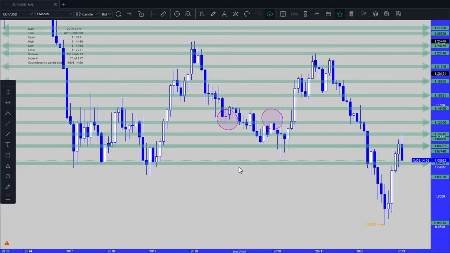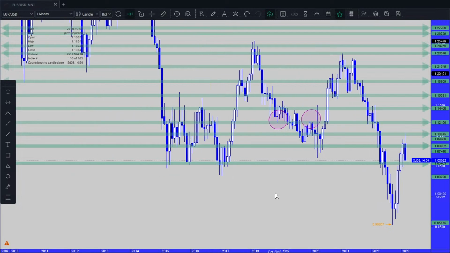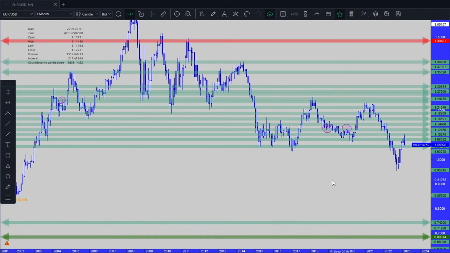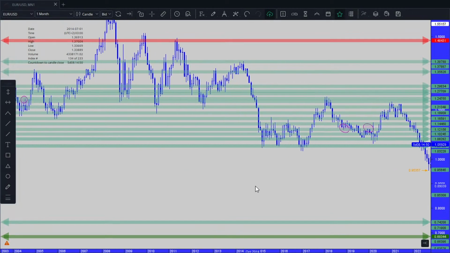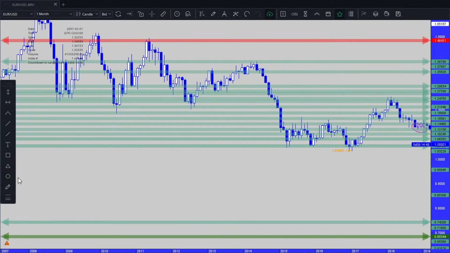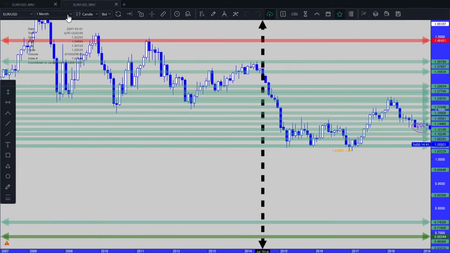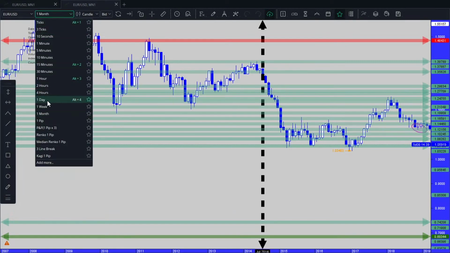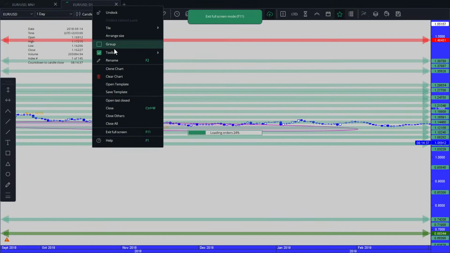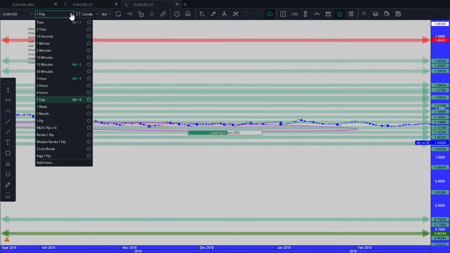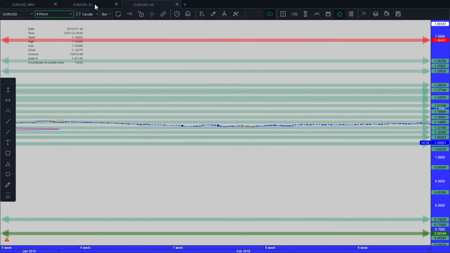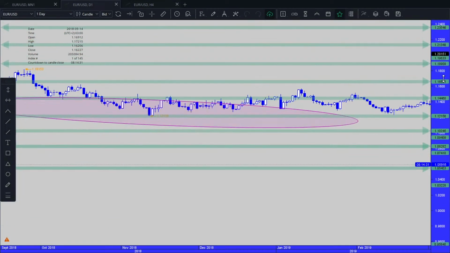Okay everybody, we need to run. Alright, now this is the monthly chart. Not finished yet. Okay? And we are going to start from here. I'm going to clone the chart and go on the daily. And then I'm going to clone the chart and go on the 4-hour chart. Okay? We are on the daily.